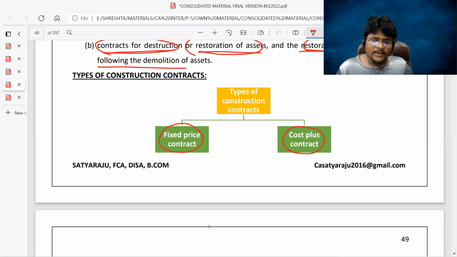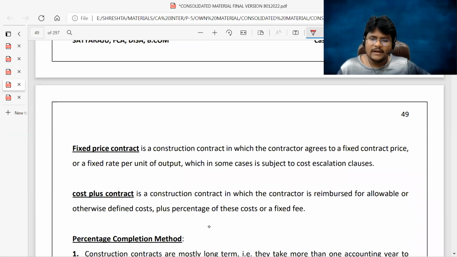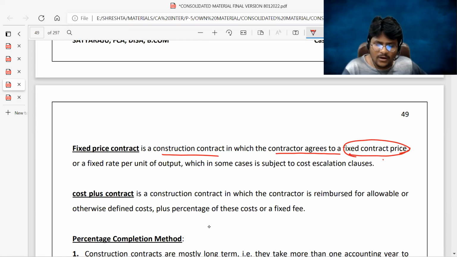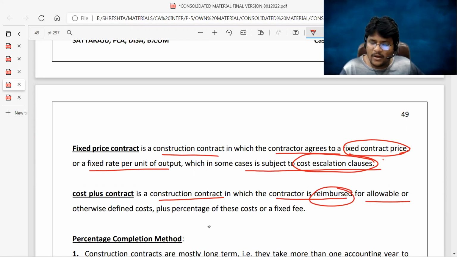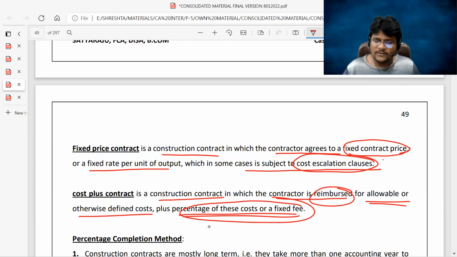Now let us read briefly about the fixed price contract and cost plus contract as per our text in the material. A fixed price contract is a construction contract in which the contractor agrees to a fixed contract price or a fixed rate per unit of output, which in some cases is subject to cost escalation clauses. A cost plus contract is a construction contract in which the contractor is reimbursed for all allowable or otherwise defined cost plus a percentage of this cost or a fixed fee as profit. That is nothing but a cost plus contract.